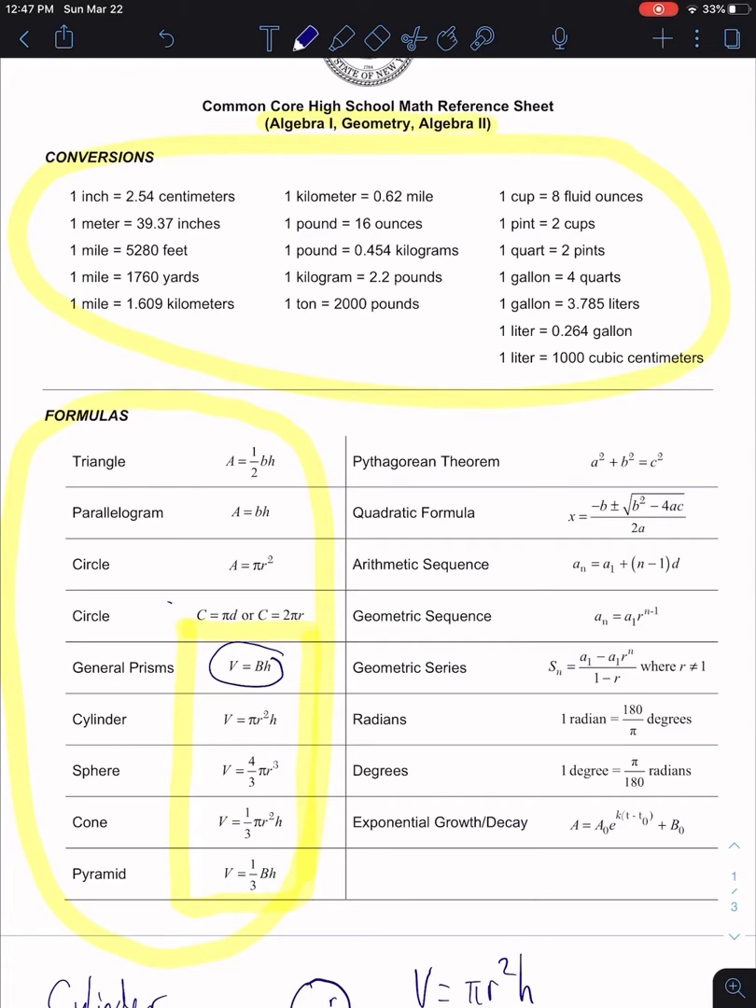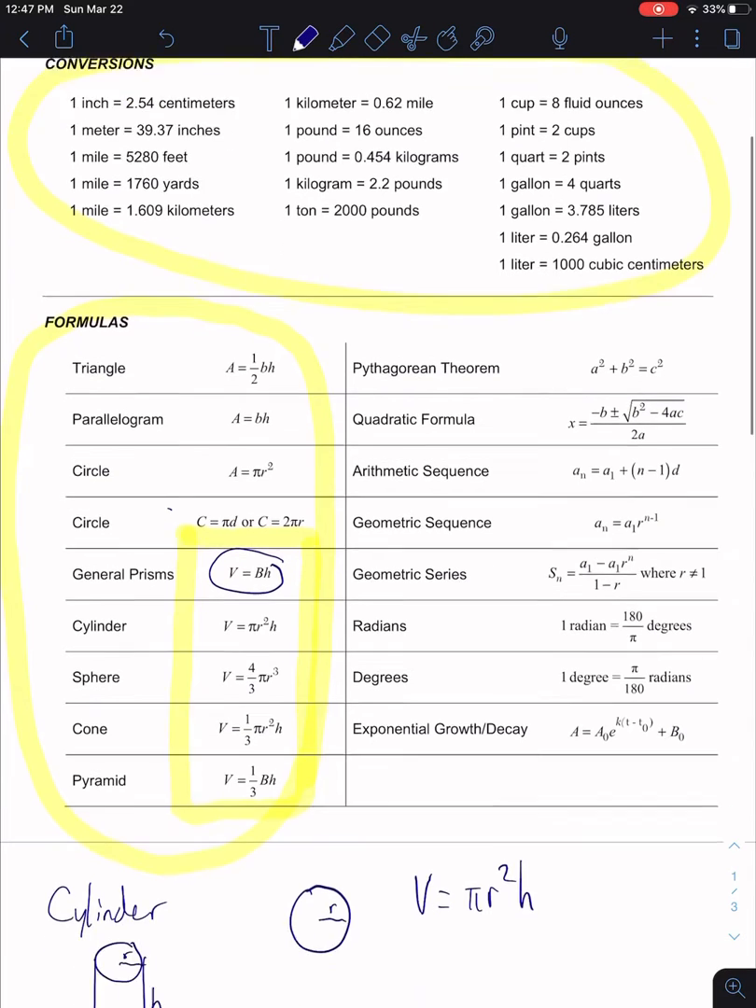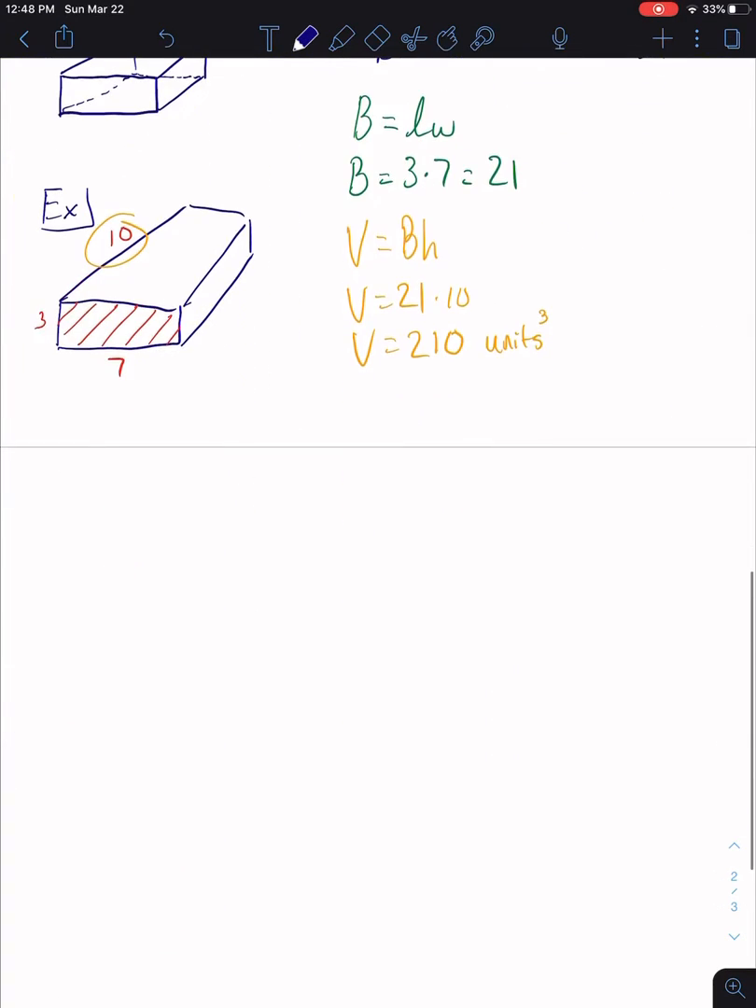Again, if you look through here, you're not going to find triangular prism anywhere on the formula sheet, but you are going to find this general prism formula. So we're going to start with our general prism formula again. But before we do that, let's talk a little bit about what a triangular prism is.